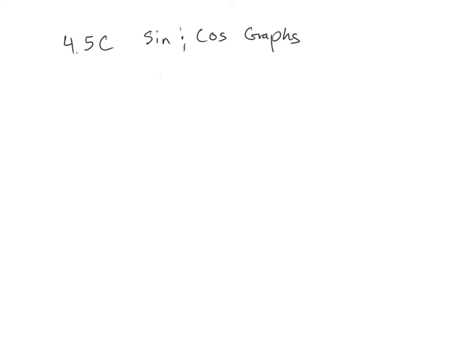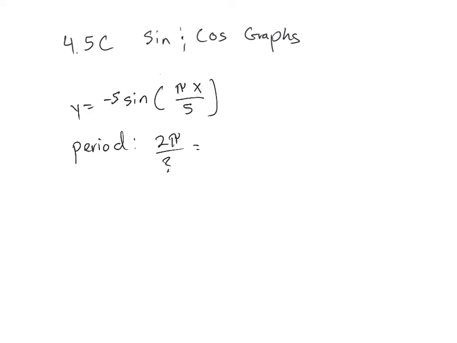Let's say we are given y equals negative 5 sine of pi times x over 5. What does this mean for our period? What is our period? Remember, our period is always 2 pi divided by whatever is multiplying x. So in this case, it's 2 pi divided by what we have in here, pi over 5.